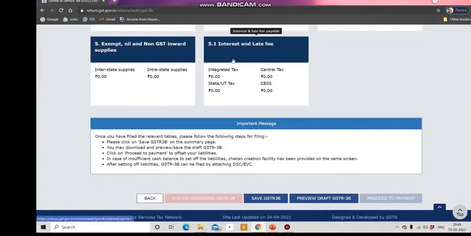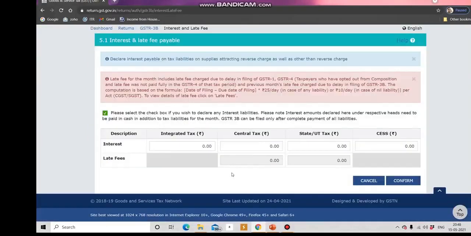Now the last point is interest. Whenever we miss a due date of payment of GST, then we have to calculate interest as per the interest rate given by the government. Currently the interest rate on GST is 18%. So for a proportionate number of days we have to calculate the interest, then enter the figures over here and then pay the same before filing the return.